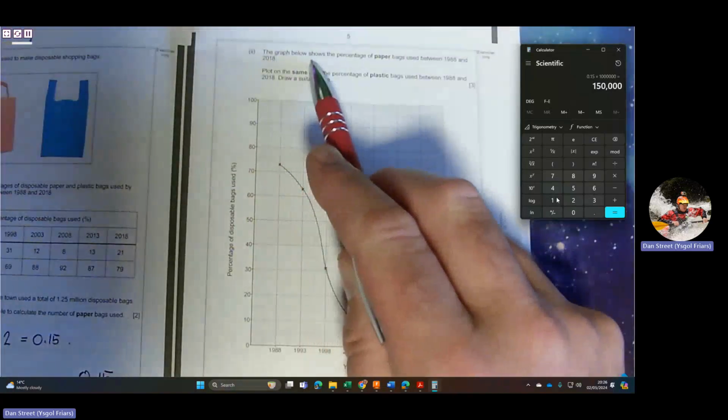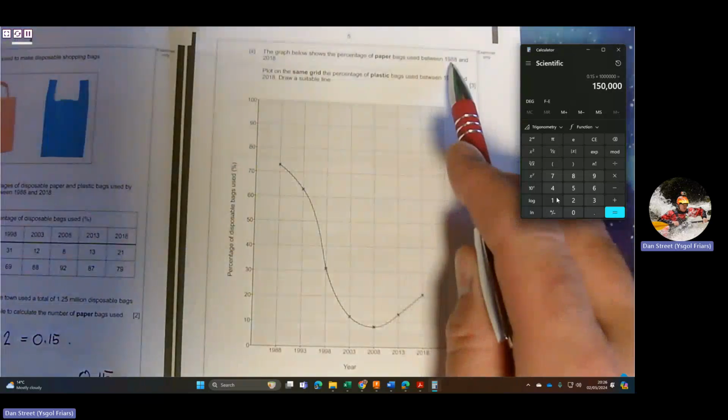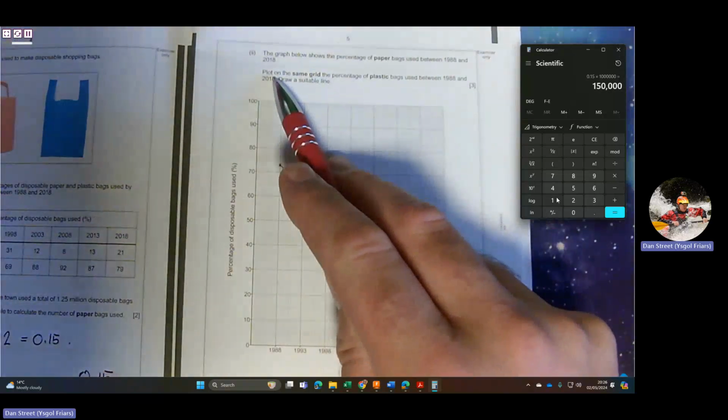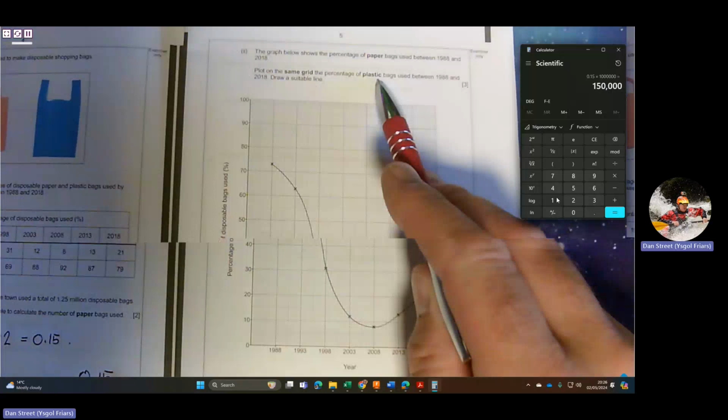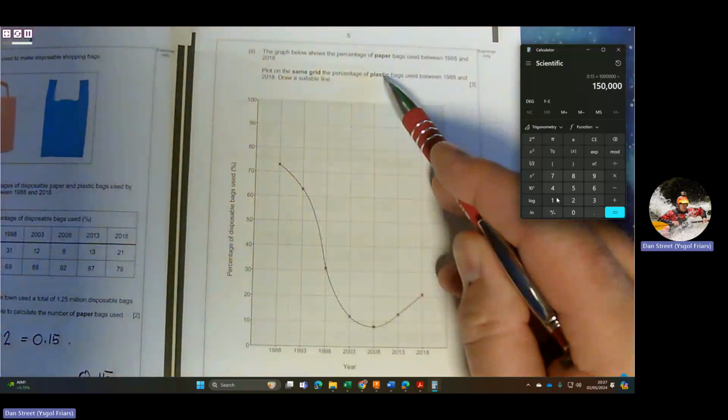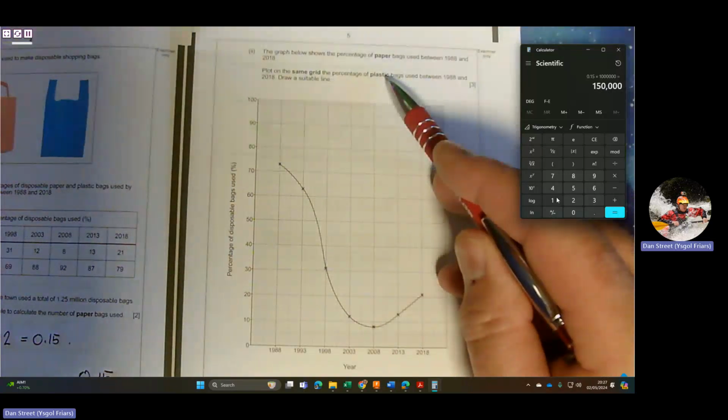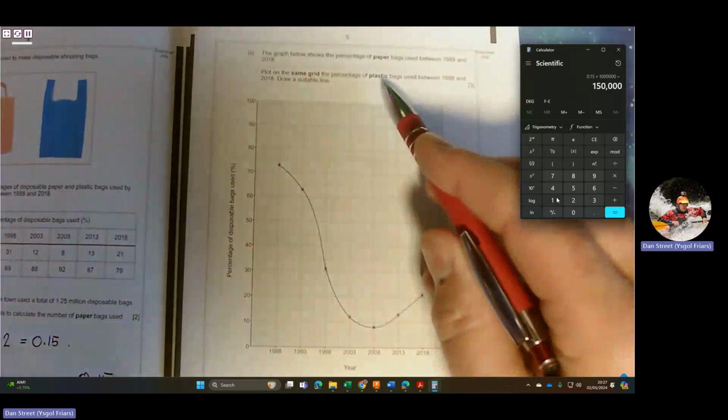Okay, so the next part of the question is the inevitable graph question. Slightly unusual graph in this instance, though. So the graph below shows the percentage of paper bags used between 1988 and 2018. Plot on the same grid the percentage of plastic bags. Sorry, paper bags. This is the paper bag plot, and it wants us to plot the plastic bag plot. So you can probably imagine that it's going to be a mirror image of this graph here.